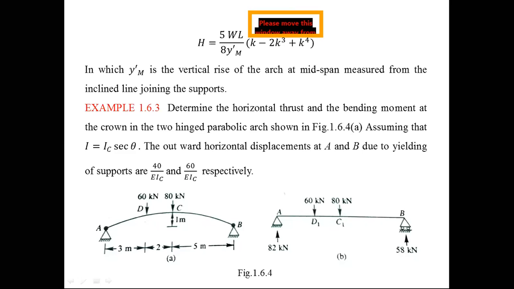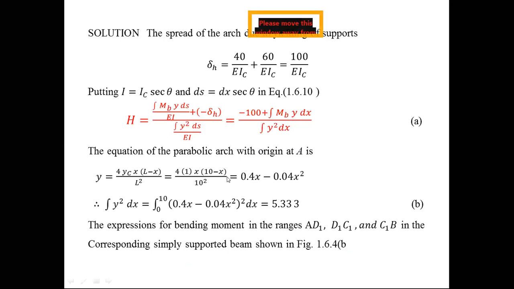Write the moment equation. 58 into (10 minus x). Okay, what is the limit? 5 to 10, sir. So you know the bending moments in the respective portions, you know the limits, and you know the y value. Y is equal to 0.4x minus 0.04x square, and simply find the numerator. Integral 0 to 10 of M_b y dx is equal to first term, second term, third term. Apply the limits and find the value.